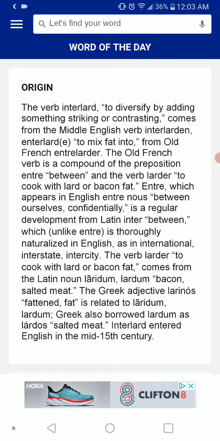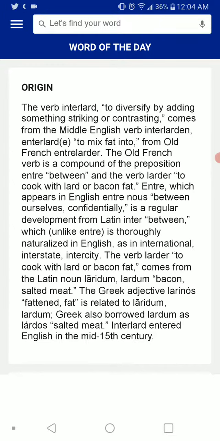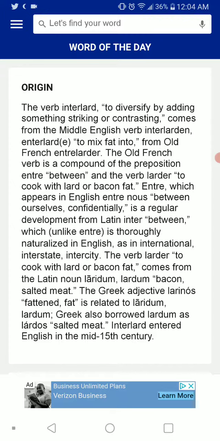From Old French interlarder, the Old French verb is a compound of the preposition enter, between, and the verb larder, to cook with lard or bacon fat. Enter, which appears in English in entre nous, between ourselves, confidentially, is a regular development of Latin inter, between, which, unlike entry, is thoroughly naturalized in English as in international, interstate, intercity.